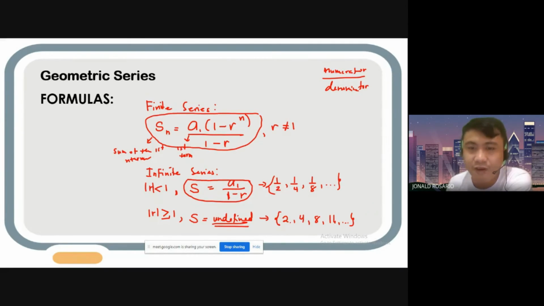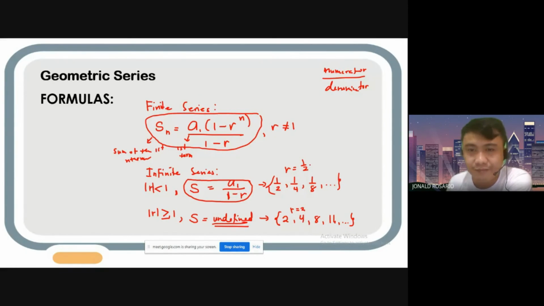What is the value of r of this? The value of r is 2 kasi 4 divided by 2 is 2. So, ang r natin dito is 2. 4 divided by 2. Okay, 8 divided by 4. Or 16 divided by 8. Dito naman ang r natin ay 1/2.